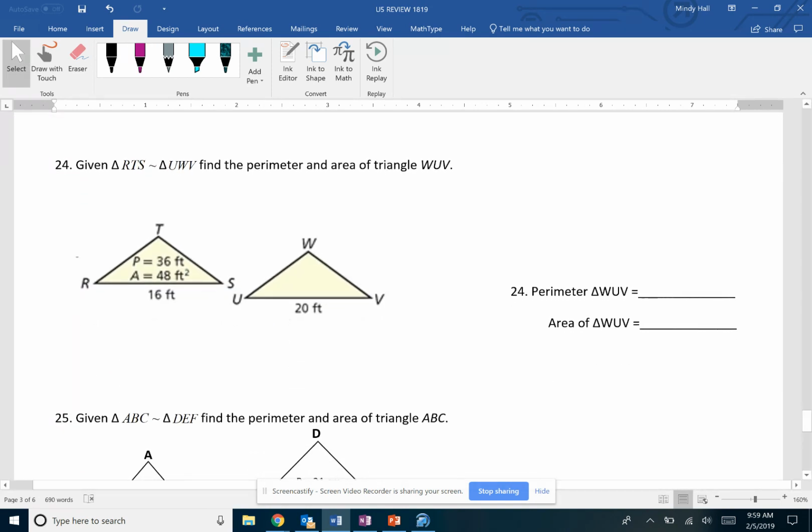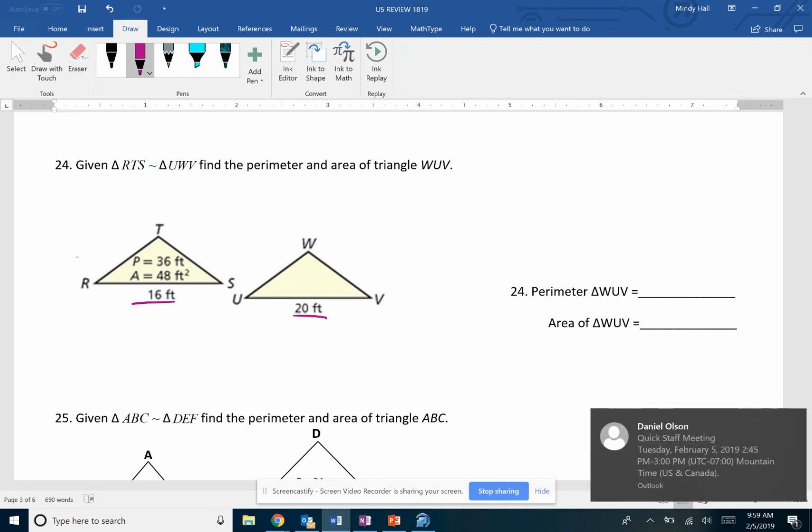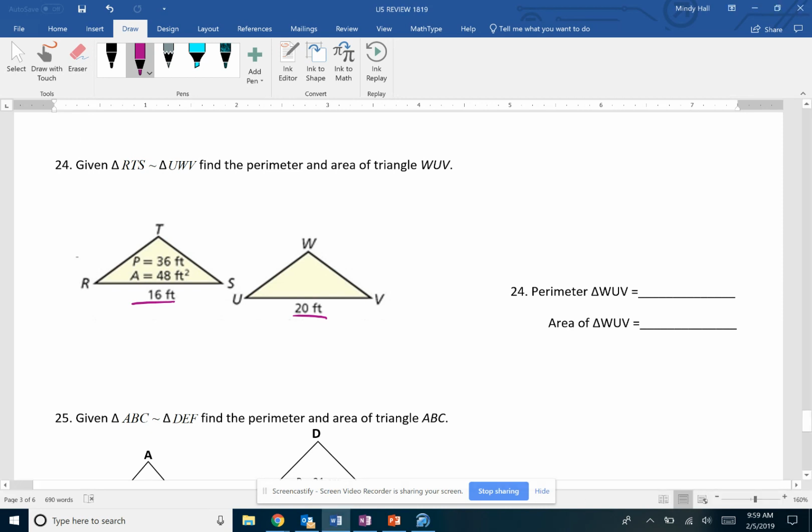Okay, so now we are given that triangle RTS is similar to triangle UWV. And we need to find the area and perimeter of triangle WUV. So we are given two side lengths, which is how we come up with our ratio in the first place. So since my small triangle is the one that has the measurements, I'm going to use that. So that'd be 16 over 20, which if you can simplify them, go ahead and simplify them because it makes your life a little bit easier. So our similarity ratio is 4/5.